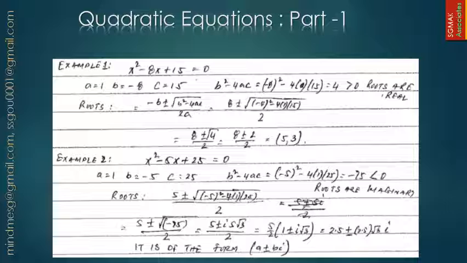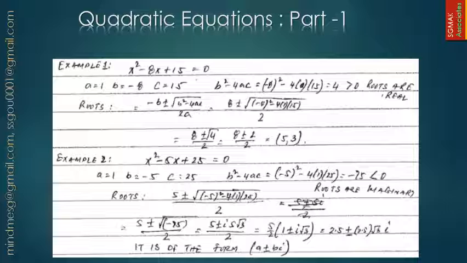x squared minus 8x plus 15 equals 0. If I map with the general equation, a is 1, b is minus 8, and c equals 15. b squared minus 4ac, the discriminant, is greater than 0. Roots are real, and roots are given by minus b plus minus square root of b squared minus 4ac divided by 2a. You can find this expression by converting the quadratic equation into a complete square and solving for the value of x. I'll post one page on that.